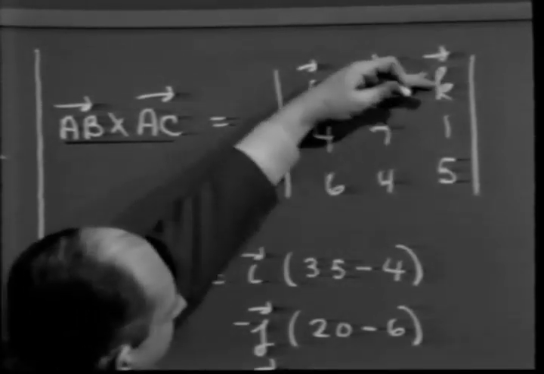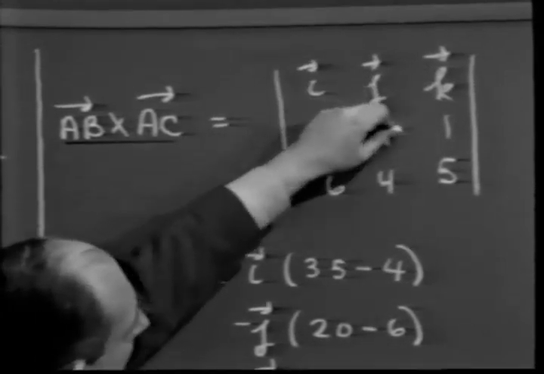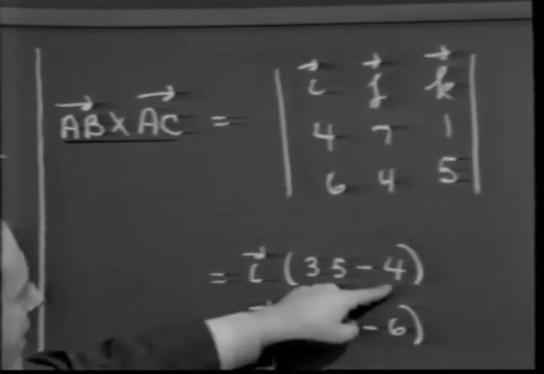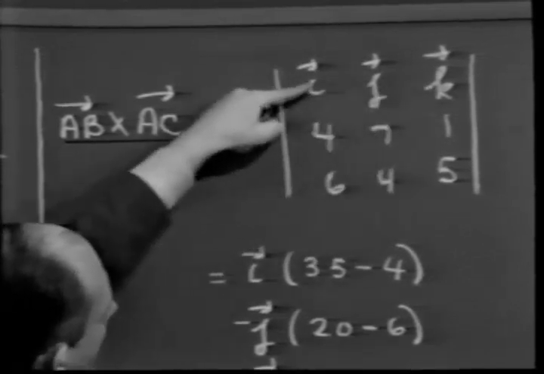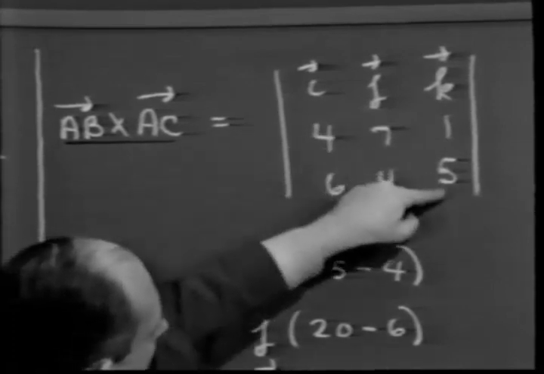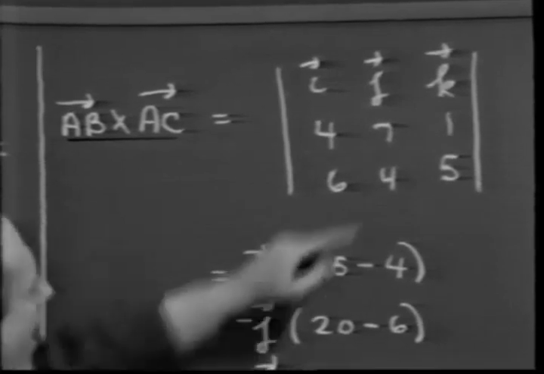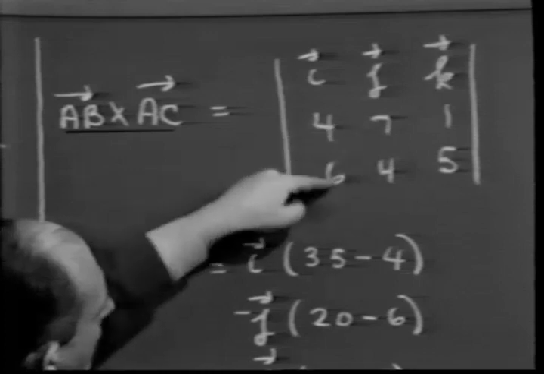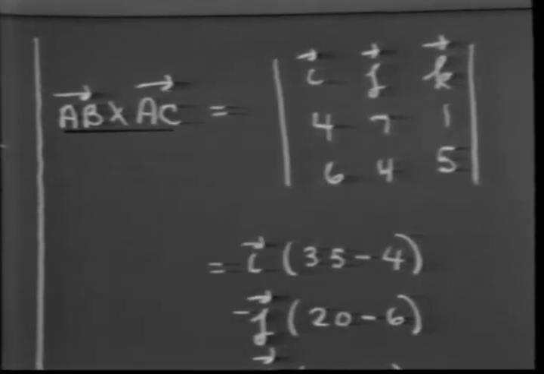I strike out the row and column in which i appears, and the remaining 2 by 2 determinant is what? 7 times 5 minus 1 times 4, in other words, 35 minus 4. I take out minus j, strike out the row and column in which j appears. The remaining 2 by 2 determinant is 4 times 5 minus 1 times 6, in other words, 20 minus 6. I strike out the row and column in which k appears. The remaining 2 by 2 determinant is 4 times 4 minus 7 times 6.